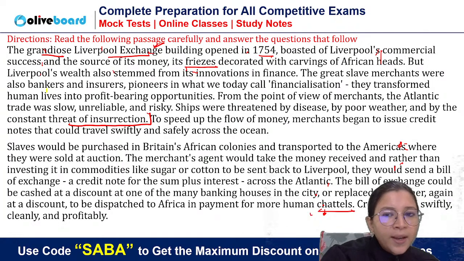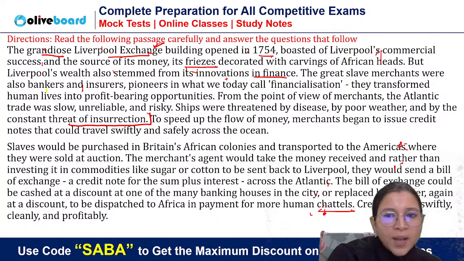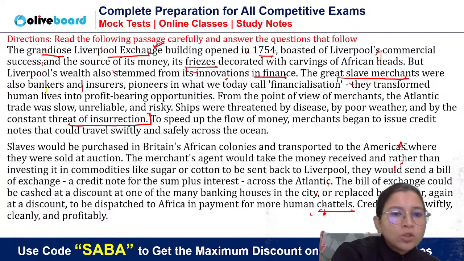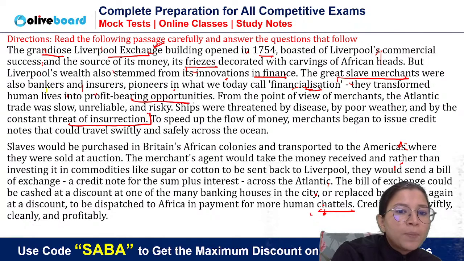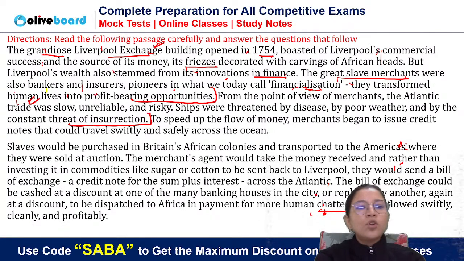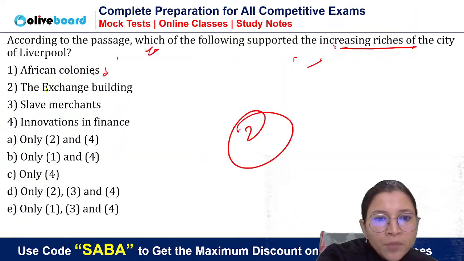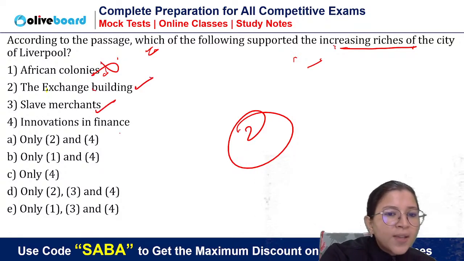Then its wealth also stemmed from innovations in finance. So the great slave merchants were also bankers and insurers, pioneers in what we call today financialization. They transformed human lives into profit bearing opportunities. So that time they changed human lives into profit bearing opportunities. So African colonies is not given, not colonies. The exchange building, yes, slave merchants, and innovations.